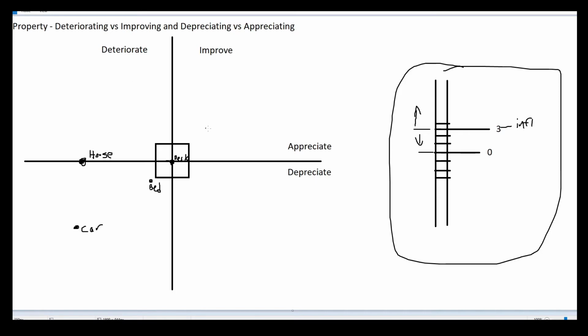So in my opinion, this is all my opinion, on this graph, a bed and a computer are basically the same. They both deteriorate over time, and they both depreciate over time. Very small compared to a house, and especially compared to a car, which is the worst.